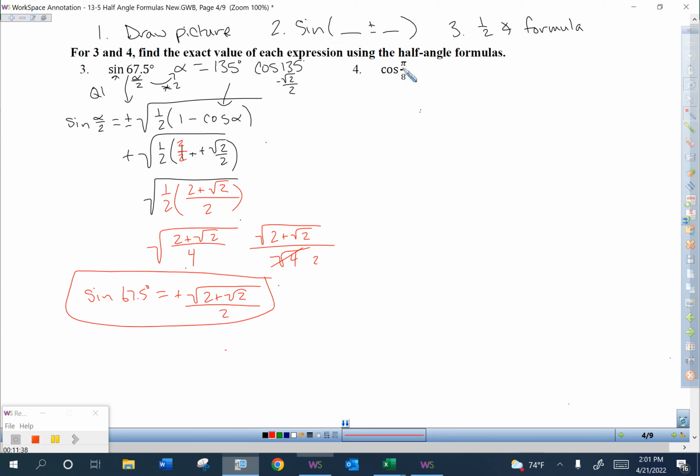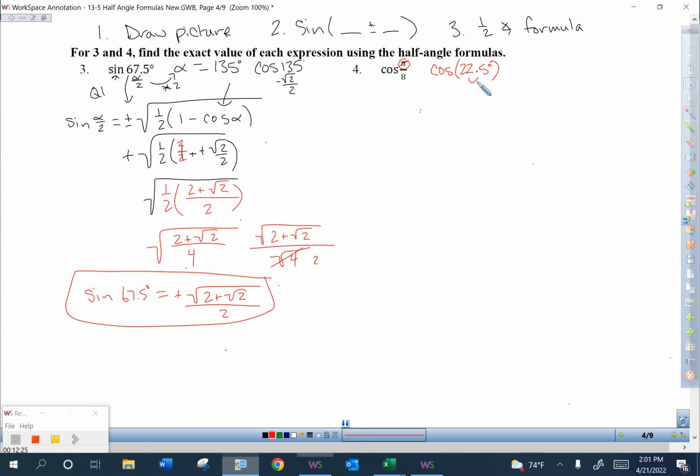Okay, just a reminder, when you see pi, you can sub it with 180, and 180 divided by 8. Okay, if you don't know, throw it in your calculator. 22.5. Okay, just changing that. And so because it ends in half, we can't use splitting it up. We have to use the half angle formula.